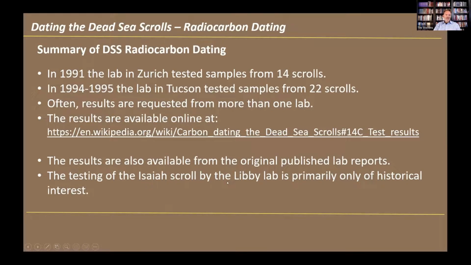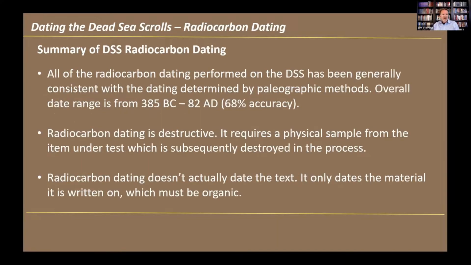And again, as I mentioned earlier, the testing of the Isaiah scroll by the Tucson lab is primarily only of historical interest. All of the radiocarbon dating performed on the Dead Sea Scrolls has generally been consistent with the dating determined by paleographic methods, which we would assume, if we're using two scientifically valid techniques, we would expect them to have similar results. And overall, the radiocarbon dating has given us a wider range, but from 385 BC to 82 AD.